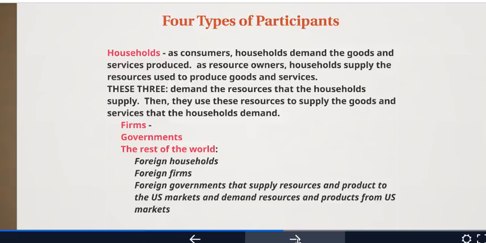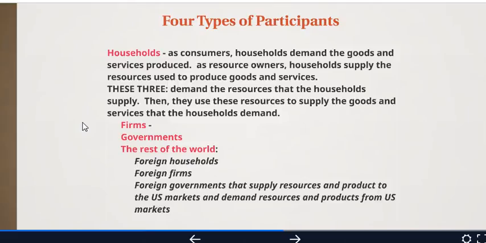We demand goods and services, and we also have resources, usually our labor, to supply. We are resource owners, and we supply resources used to produce goods and services. Like I said, usually our labor. And then right here I said these three, that'd be these three. They demand the resources that the households supply. So firms, governments, and the rest of the world demand the resources that households supply. Then they use these resources to supply the goods and services that the households demand.